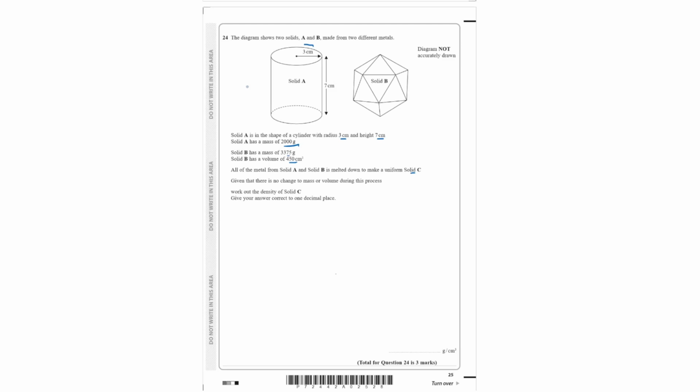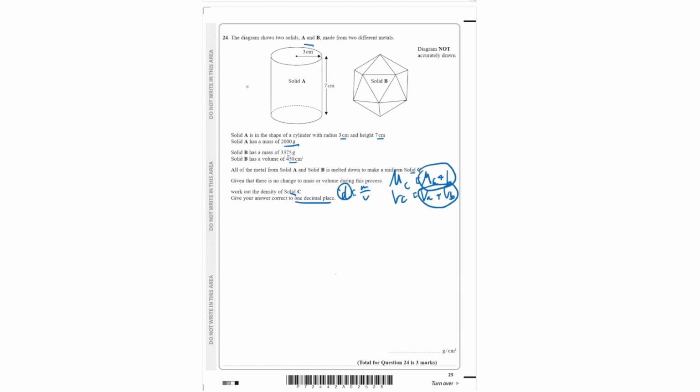So that means the mass of C is equal to the mass of A plus the mass of B. And for volume, we can write here volume of C is equal to volume of A plus volume of B, since they're being melted down to make the uniform solid C. Work out the density of solid C correct to 1 decimal place. So density is equal to mass over volume. If we can find the total mass, we can then find the total volume, and we can then find the density. So let's do that.